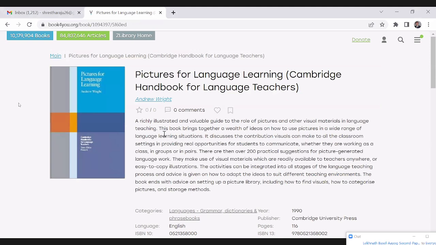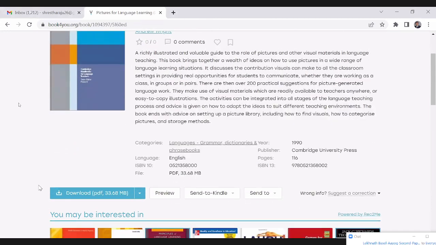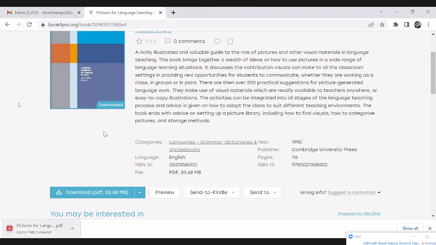I have taken those points from this book. You can download it. Just click on the download option, and it is downloading.